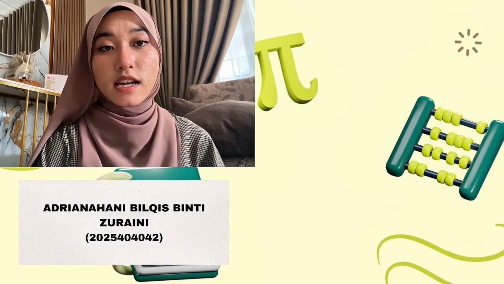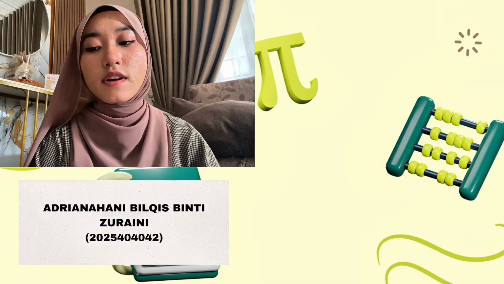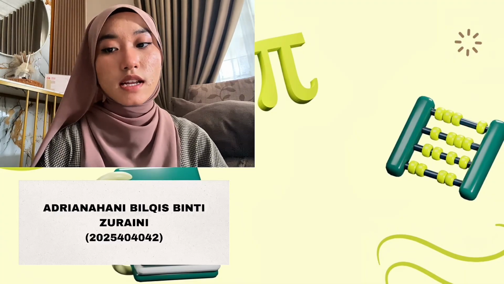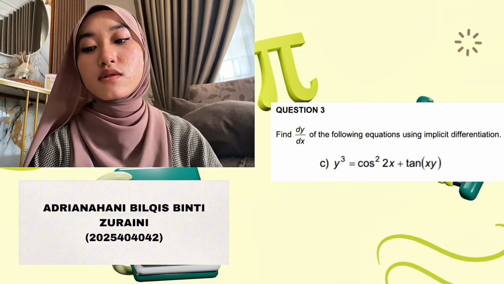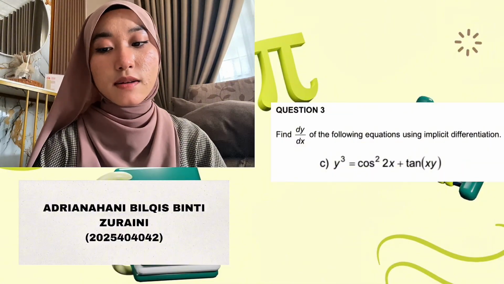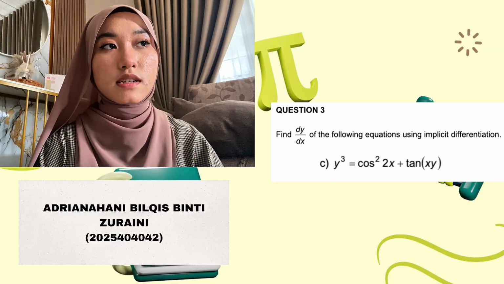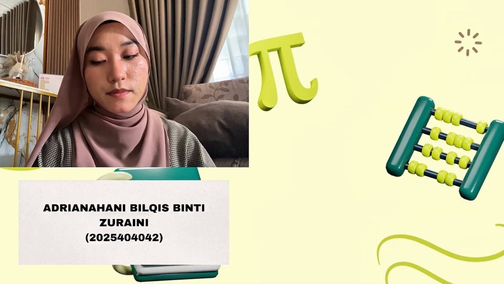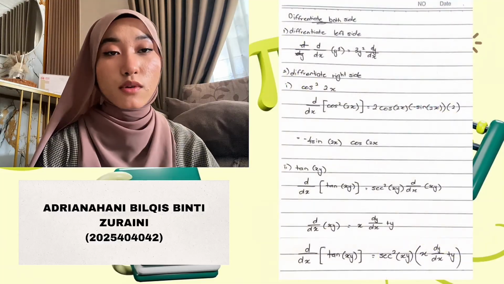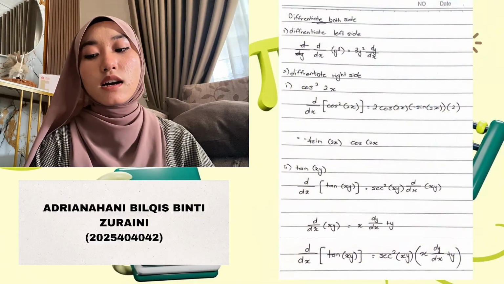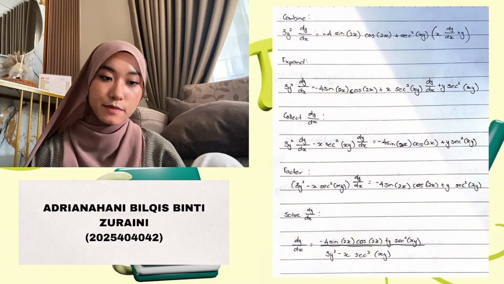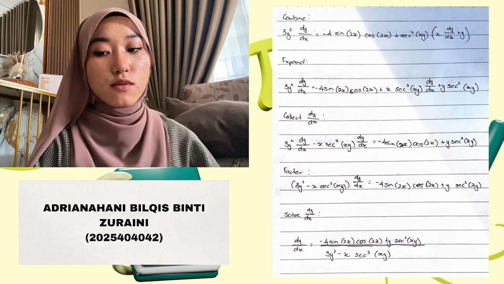My name is Adriana Hani and I got question 3 to solve. The question that I got is y cubed equals cos squared 2x plus tan in a bracket xy. For this question we have to use differentiation to get a solution. We have to differentiate both sides first. After that, we have to combine it and expand it to find our solution.